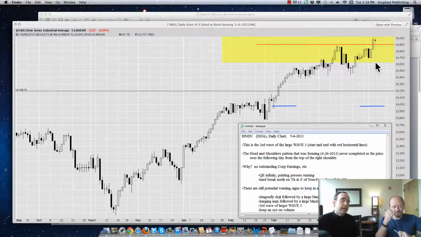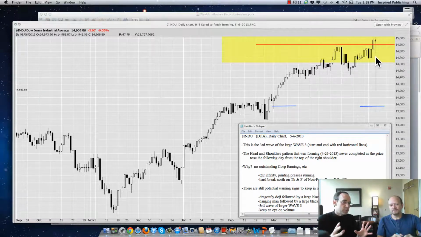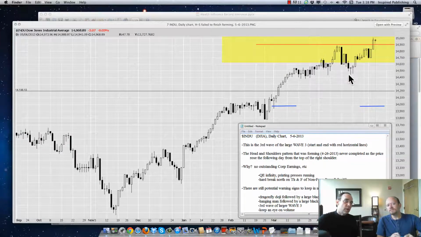Okay, and again, we want to keep things in perspective here because we want to keep an open mind. Remember, when we're building a case, we let the charts tell us what's going to happen. So we don't want to become too bearish where we think this thing's going south. We want to be aware that this head and shoulders, what we thought was a head and shoulders pattern forming, never actually completed the formation.